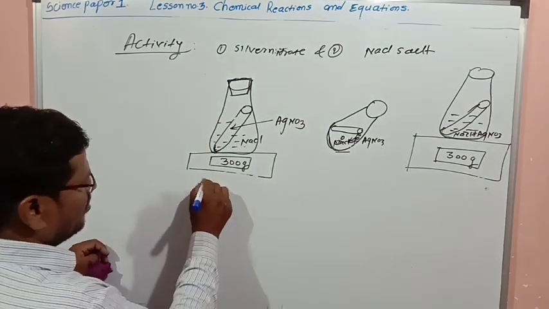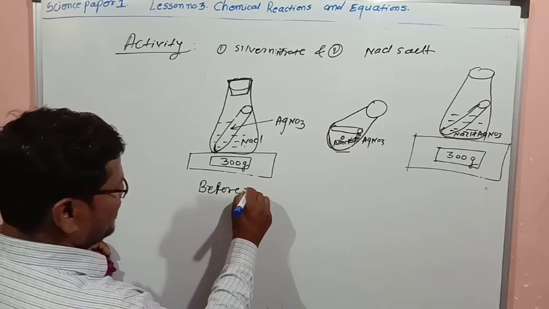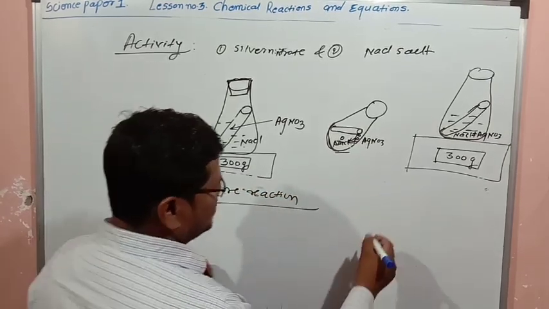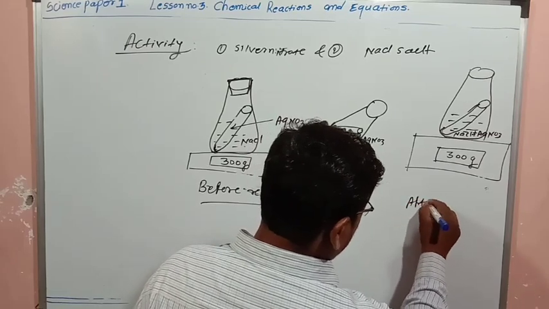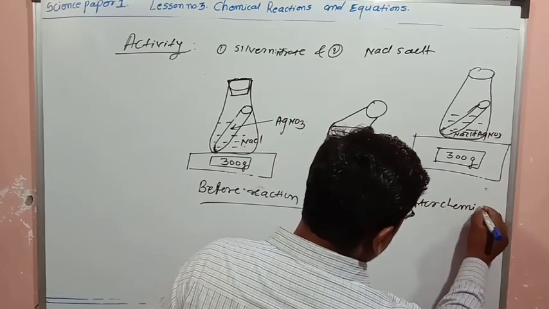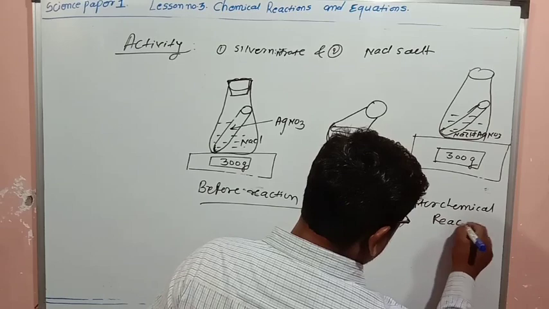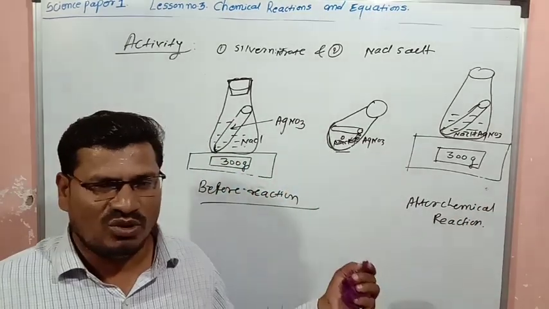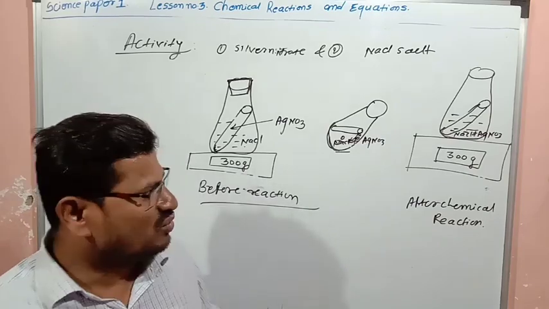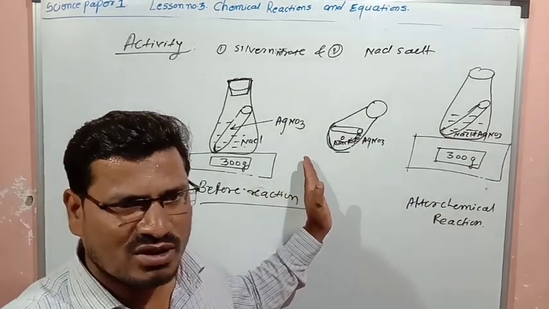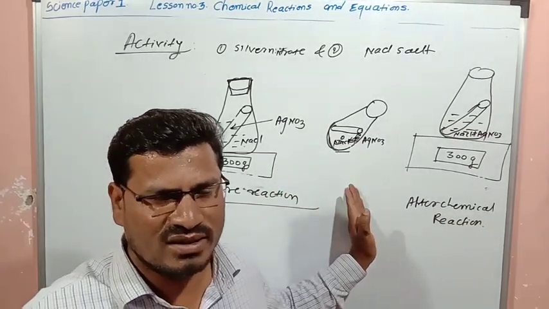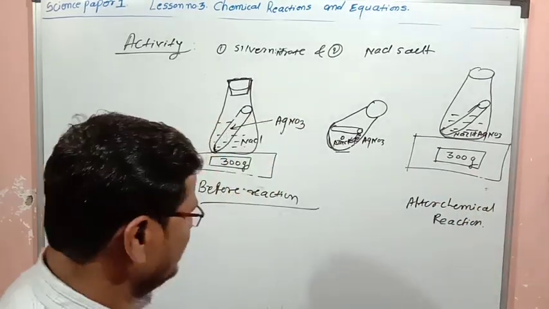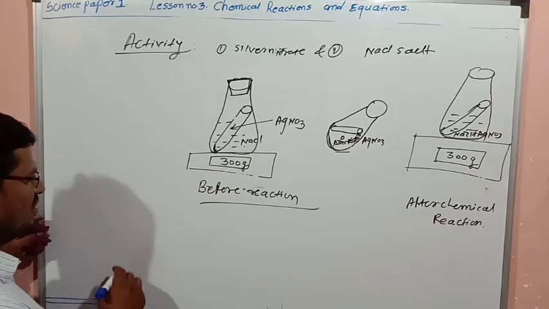This is the mass before the chemical reaction, and this is the mass after the chemical reaction. So what is the law of conservation of mass? The mass before the chemical reaction, the mass of the reactants, is equal to the mass of the products after the chemical reaction. So now the reaction we are going to study.